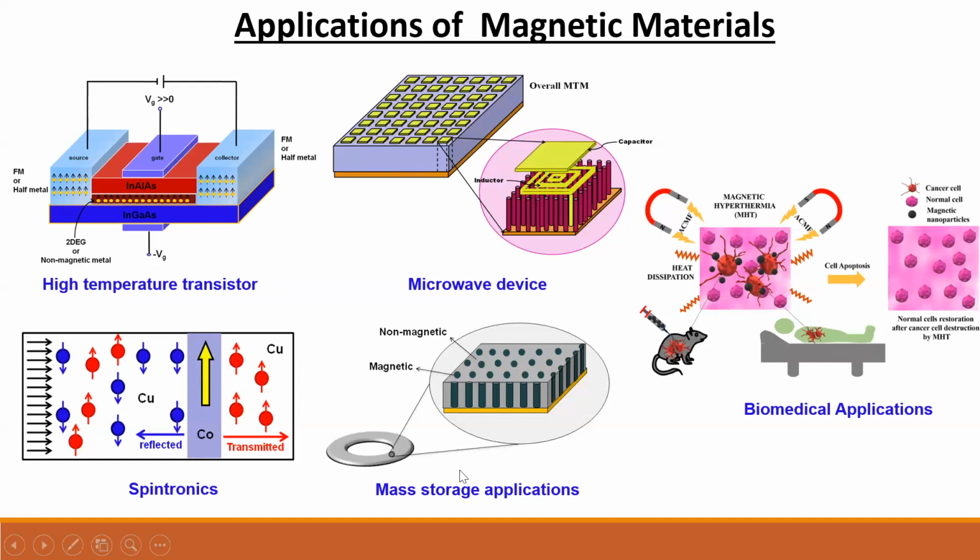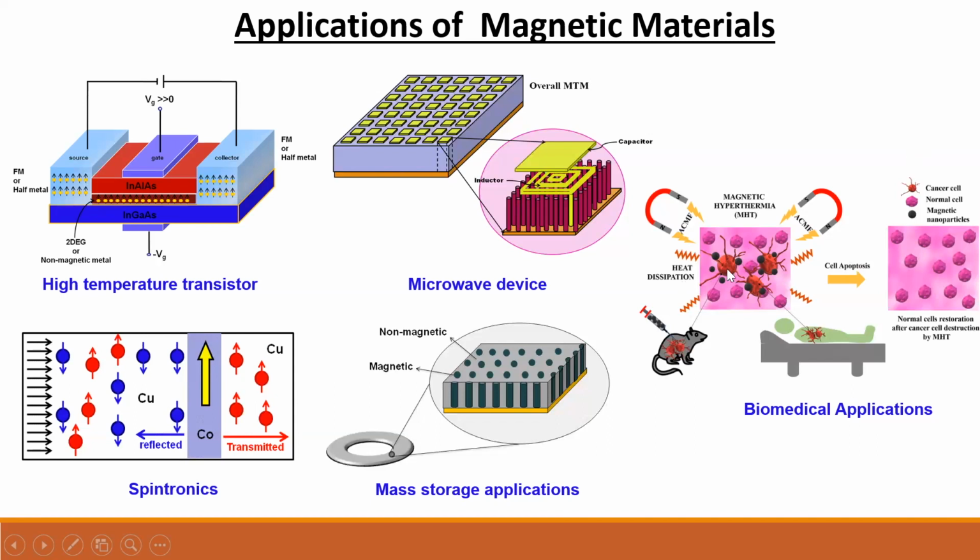Then we can also use these materials for mass storage applications, like MRAMs and STRAMs. Then there are various biomedical applications where these magnetic materials can be utilized, like we inject these magnetic materials as a source of heat. So magnetic hyperthermia uses such kind of things. What we basically do is inject these materials at the cancerous site and heat up these materials.